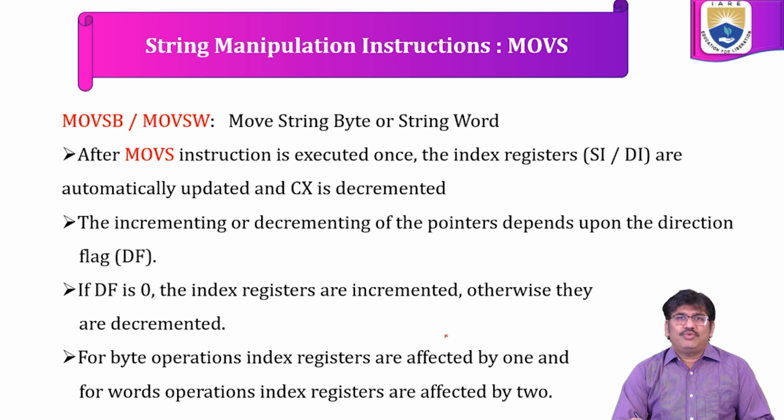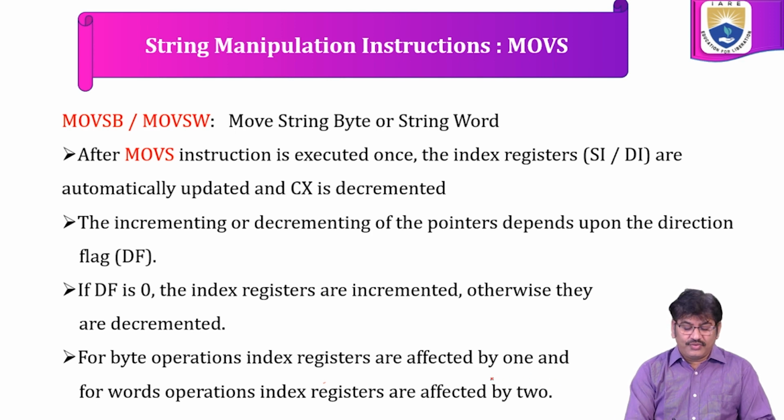The number of memory locations, whether incrementing or decrementing, depends upon whether it is a string byte or string word. If it is a string byte, it is one memory location. If it is a string word, it is two memory locations. For byte operations, the index registers are affected by 1, and for word operations, the index registers are affected by 2.